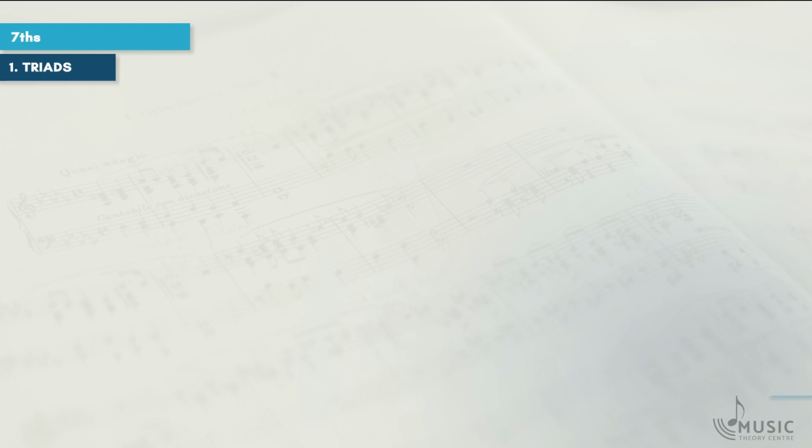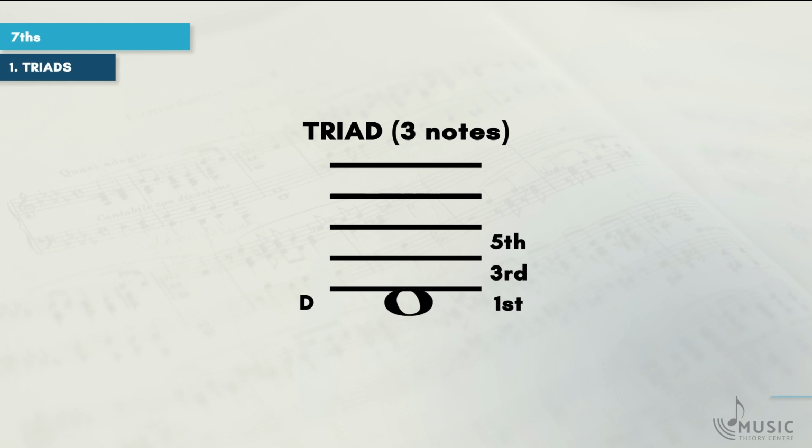One, triads. We'll start this video with the basics of chord construction. Chords are built from something called a triad. This is the first, third and fifth. These numbers come from intervals. Start with the note you want the chord to be. For example, for a D chord, the first is a D.